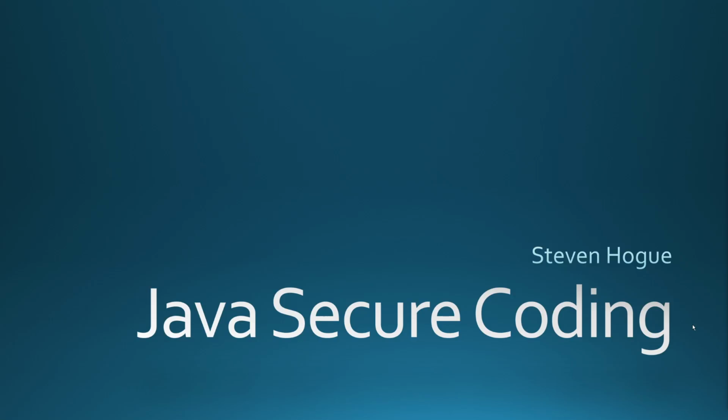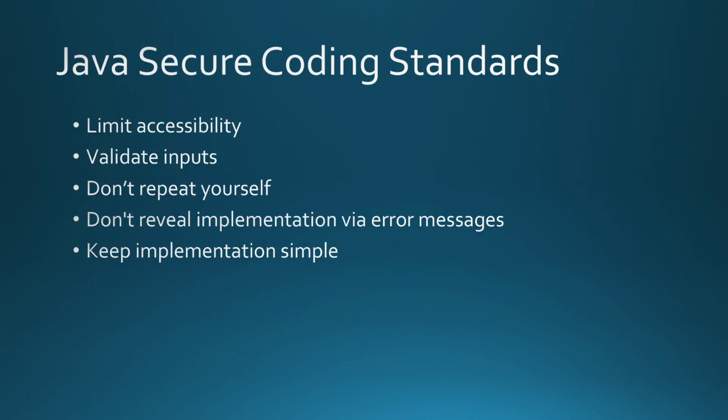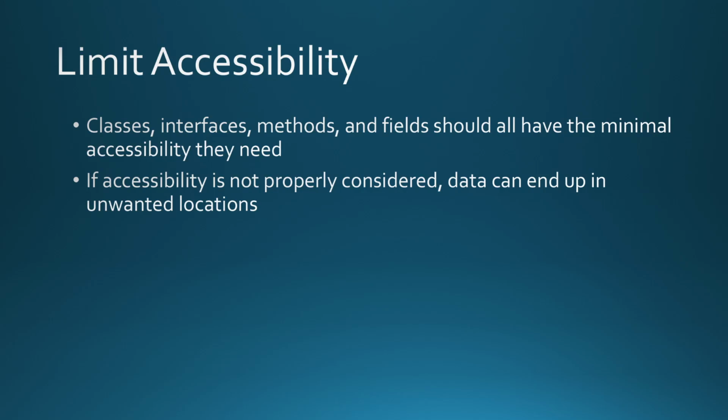So I'm going to be going over my presentation for secure coding. To start with, I'll go over just the things I'll be looking at. As far as the standards, I'll be looking at limiting accessibility, validating your inputs, not repeating code, not revealing the implementation in your error messages, and keeping your implementation relatively simple.